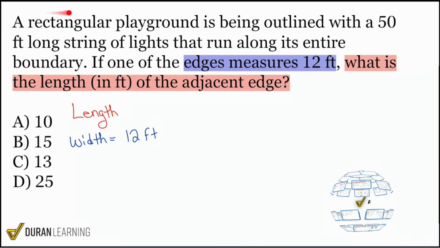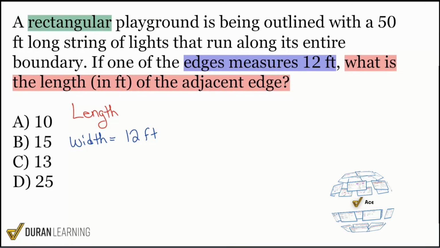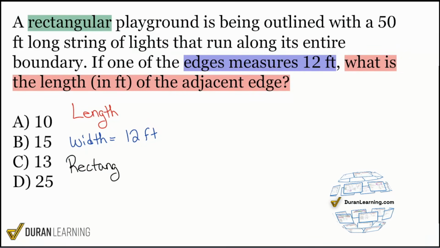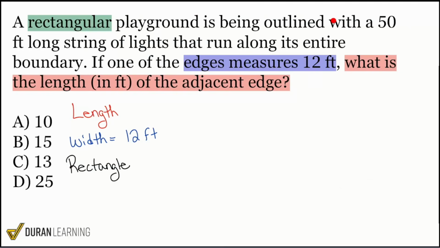So it says a rectangular playground. Okay, cool. So I see that we have a rectangle. So let's write that down. Rectangle, nice and easy. So a rectangular playground is being outlined with a 50-foot long string of lights that run along its entire boundary. That doesn't say perimeter. That doesn't say area. How can we figure out which one this might possibly be?